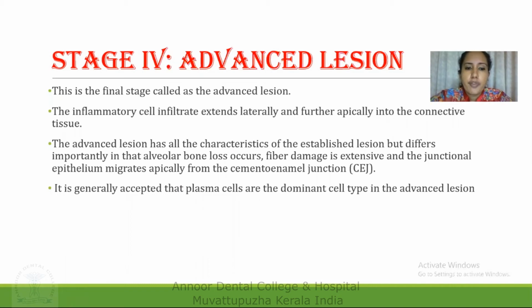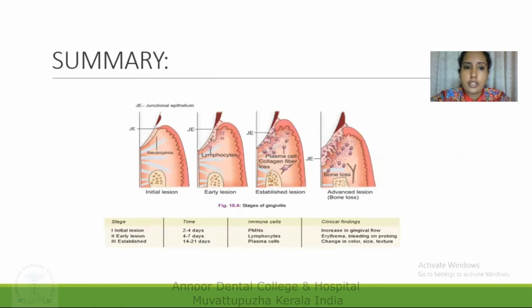The advanced lesion has all the characteristics of the established lesion. But it differs importantly in that alveolar bone loss occurs, the fiber damage is extensive, and the junctional epithelium migrates apically from the cemento-enamel junction. It is generally accepted that the plasma cells are the dominant cell type in the advanced lesion. So with this, we come to the end of our chapter, gingival inflammation. These are the 4 stages: initial, early, established, and advanced lesion.